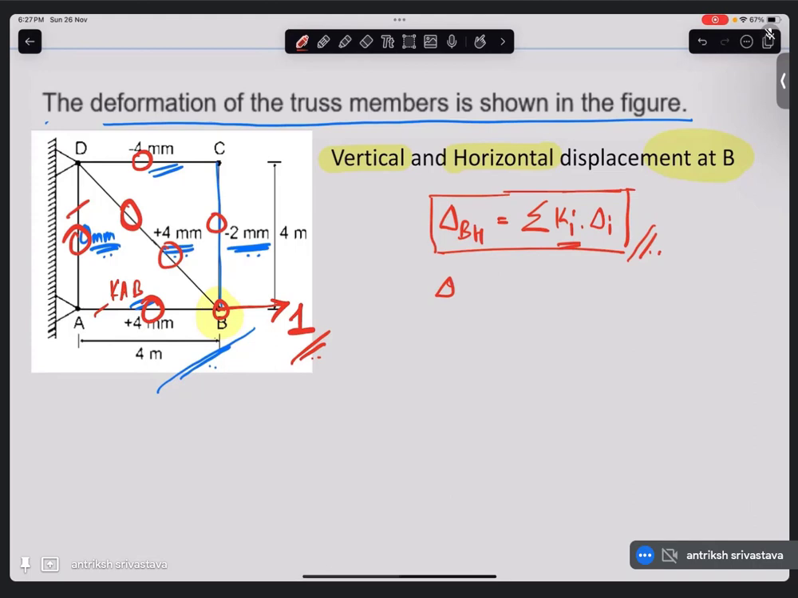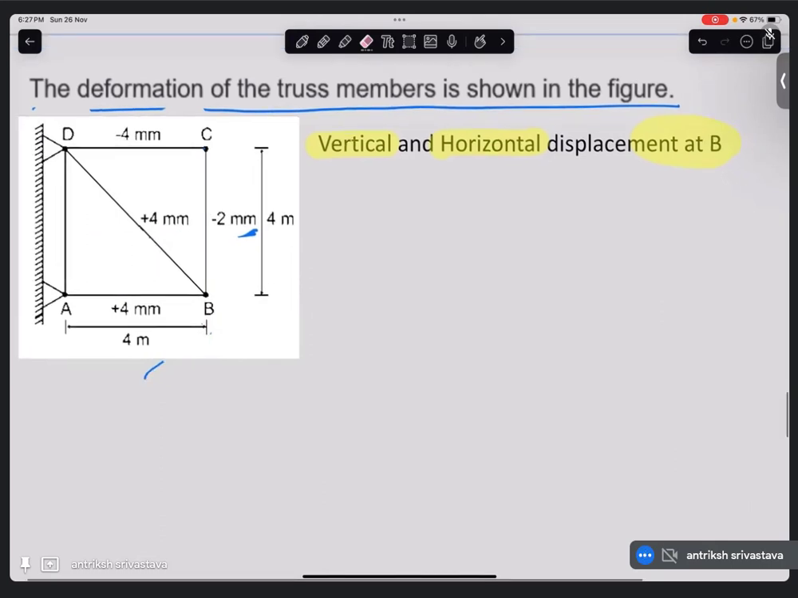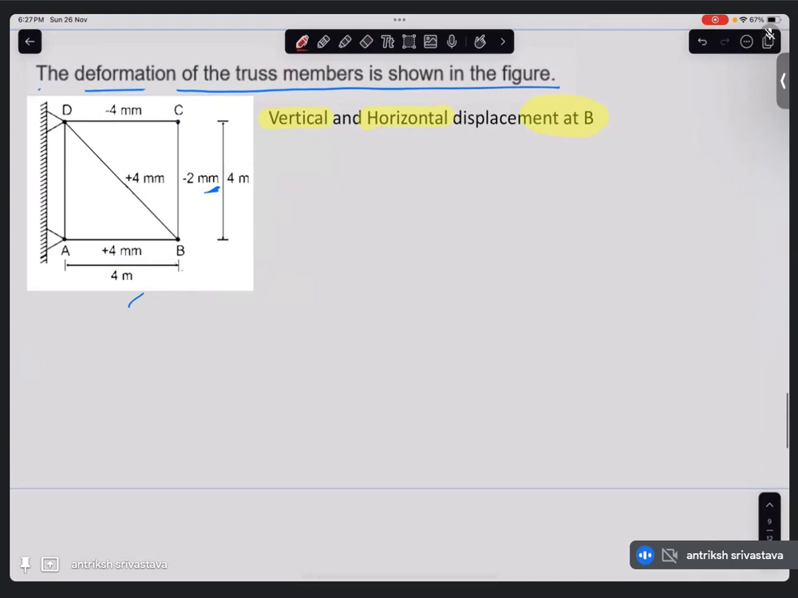Similarly, for vertical in B, you apply a vertical unit load. So K_i into delta_i again. Delta_i is going to be the same, only the K value is going to change because of the direction of the load. Now what is asked? We have been asked for the vertical and horizontal displacement. Now I want you to pause the video right now and see, are there any redundant members?